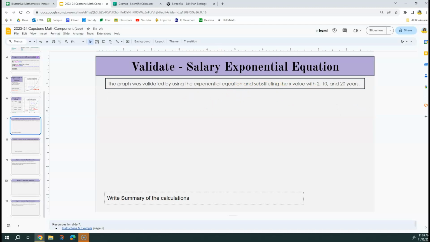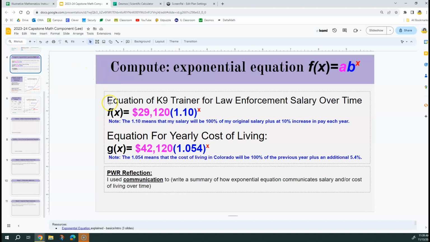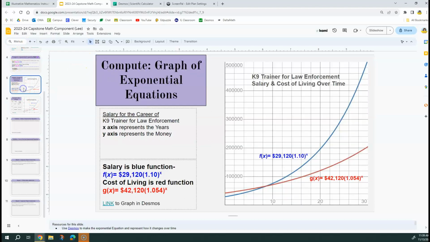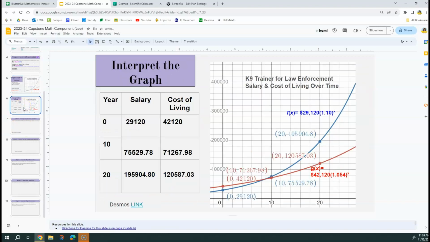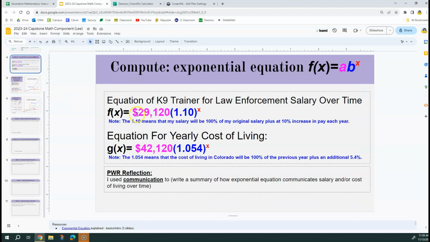Now, I need my salary equation. You can come back to 4 or 5 because our salary equation is on that also. It's also on slide 6. But I'm just going to go to slide 4. So my equation was 29,120 times the quantity of 1.10 to the power of x. What we're doing is replacing the x with 2 first, then 10, then 20.